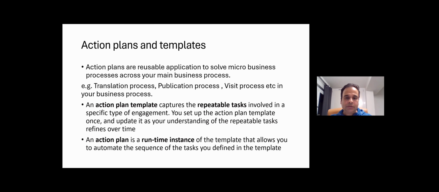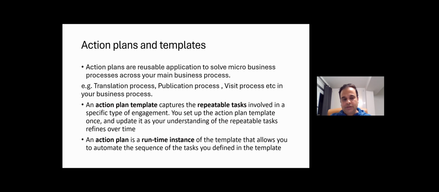Similarly, another example is publication. In the public sector, the publication of your documents and of your results is a very important process, and that's one of the micro processes which you can use. We can also use it for the visit process, and there can be n number of scenarios. You have to really identify in your business process whether these can be achieved by action plan and templates or not.